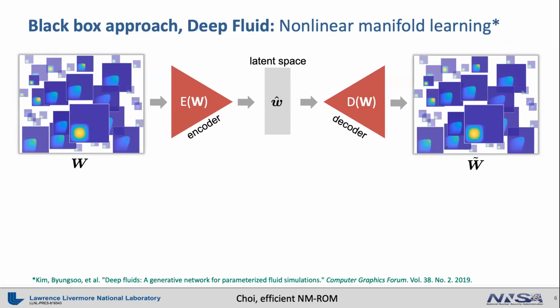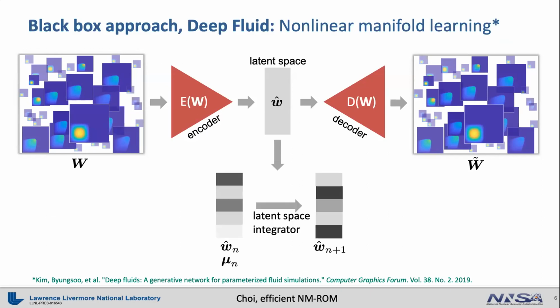Once the autoencoder is trained, for the predictions, we apply a latent space integrator to propagate time in the latent space. Since the size of the latent space is small, this time integration will be very fast. Then with the predicted latent space solutions, we restore or reconstruct the full state by applying the decoder here.